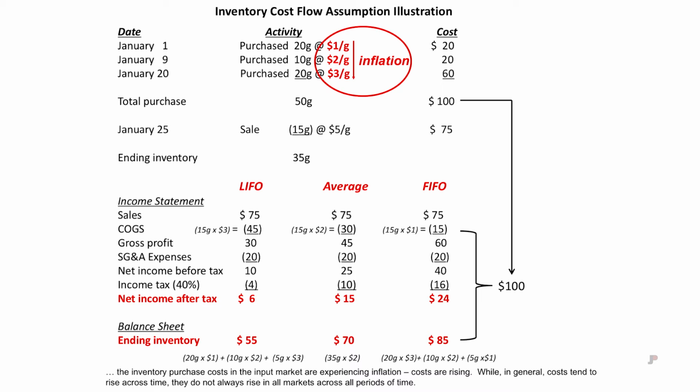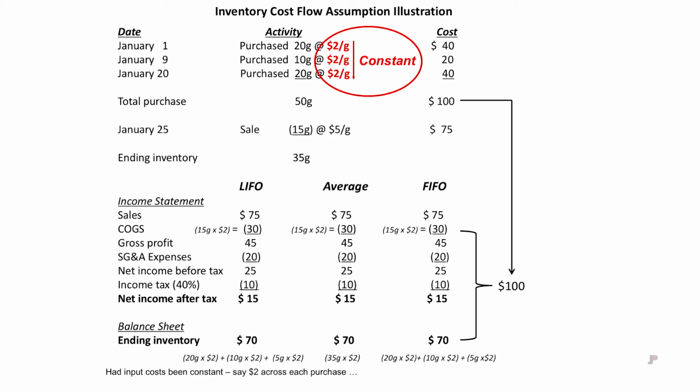Costs are rising. While in general costs tend to rise across time, they do not always rise in all markets across all periods of time. Had input costs been constant, say $2 across each purchase, there would have been no differences across the three companies. All would have reported net income after tax of $15 and ending inventory of $70.